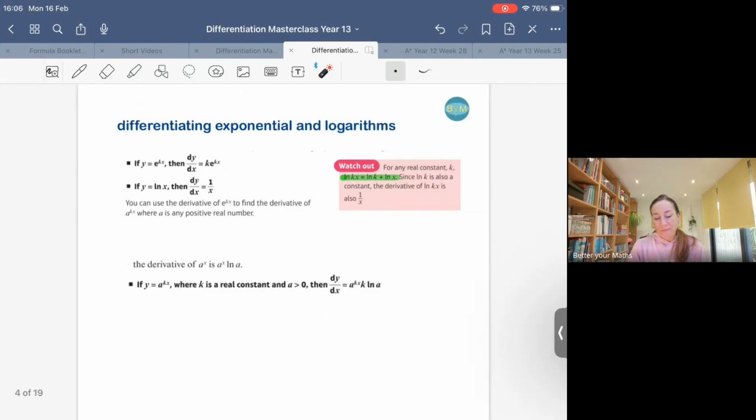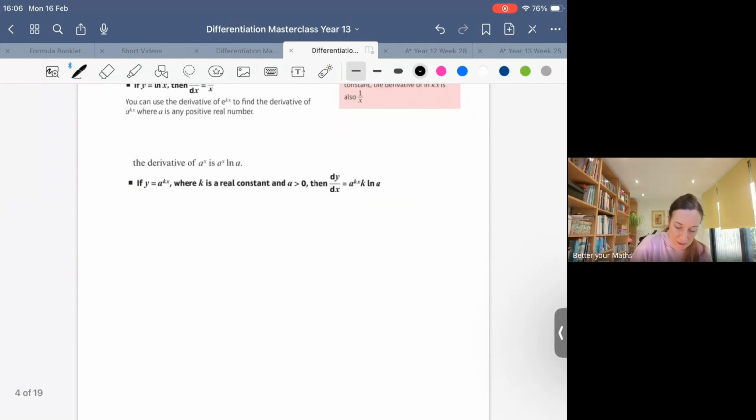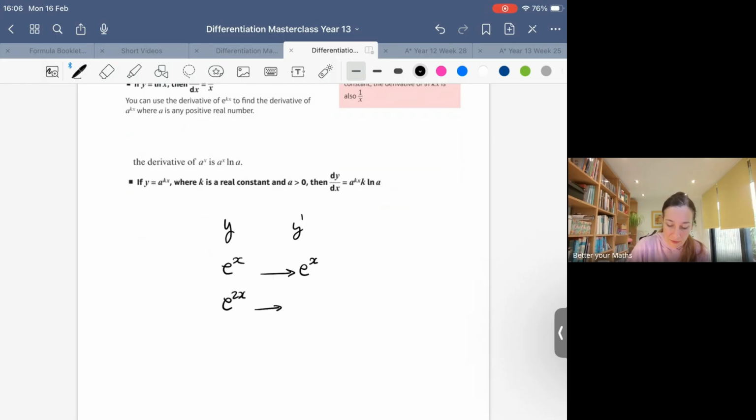Then you have to know well how to differentiate exponentials and logarithms. So from year 12, you know that when your function is e to the power of x, the derivative is again e to the power of x. It doesn't change. If you have a coefficient, the coefficient goes to the front, and you still have e to the power of 2x. If you have a number at the front, like 2e to the power of 3x, that number multiplies, and you have this.